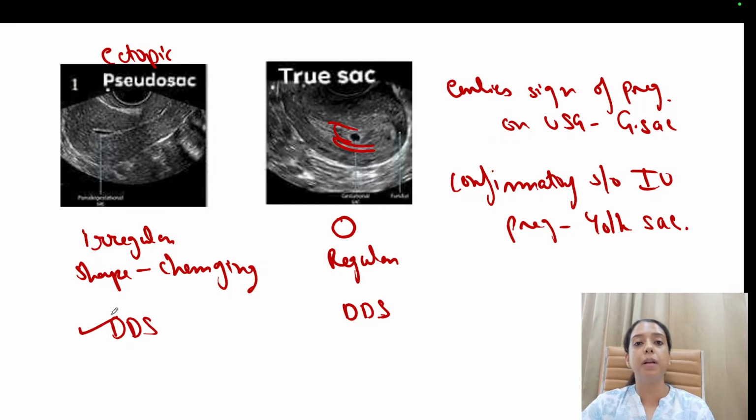There is also a sign called the double bleb sign, but whenever an image is given, these images will be given. Okay? Double bleb sign is positive. What is double bleb sign? When a GSAC and yolk sac both are present, they look like a double bleb. That is positive in true GSAC, but that's not positive in an ectopic pregnancy. Double bleb sign is not there. Okay?